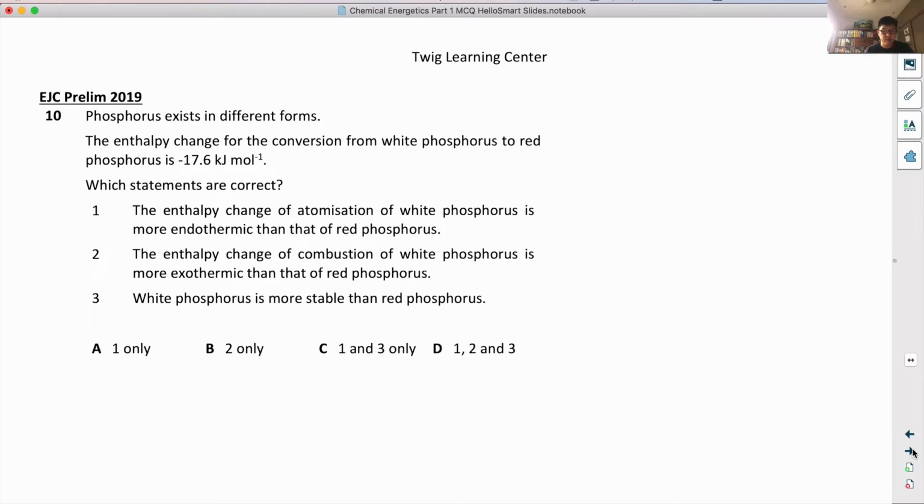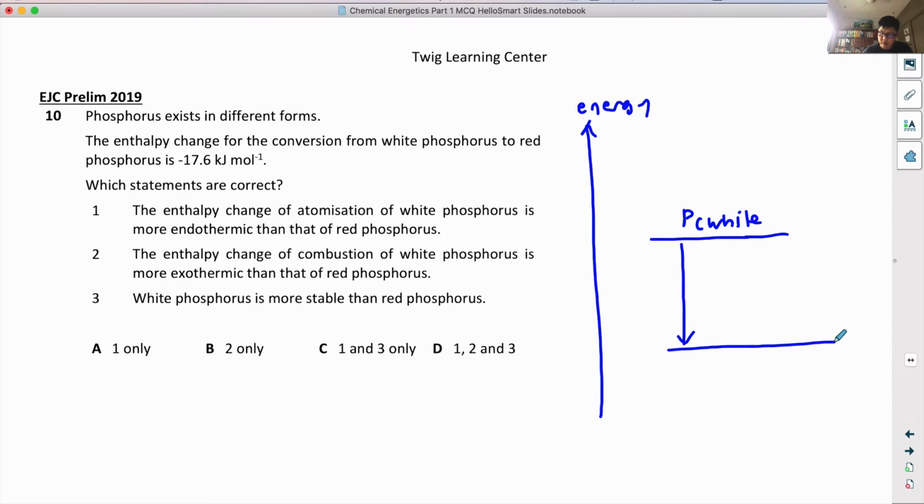Phosphorus exists in different forms. Alright, there's a conversion of white phosphorus to red phosphorus, and the value is minus 17.6. So let me just draw it up. This is probably the energy. Let me write out energy here. Phosphorus can be white phosphorus here. Okay, white becomes red. So white to red, the value is minus 17.6. So I'm drawing down actually.